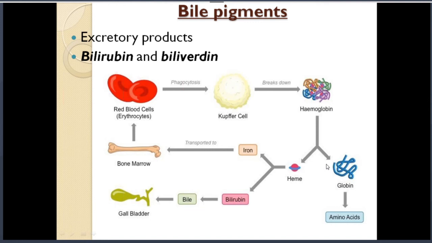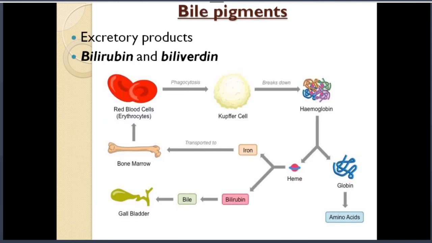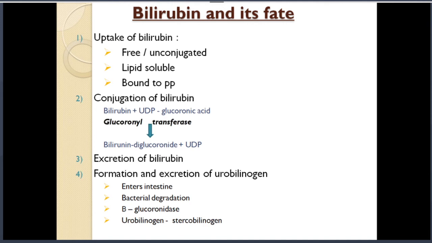Globin is further dissociated into amino acids and goes into the amino acid pool for further use. Iron is again taken up in the circulation and stored for further use by converting it into apoferritin. Then we have biliverdin left. Biliverdin, by the presence of biliverdin reductase, is converted into bilirubin in the liver cells, in the hepatocytes. And this bilirubin then is metabolized and it has its own fate.